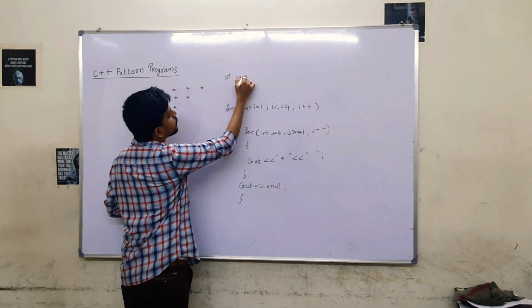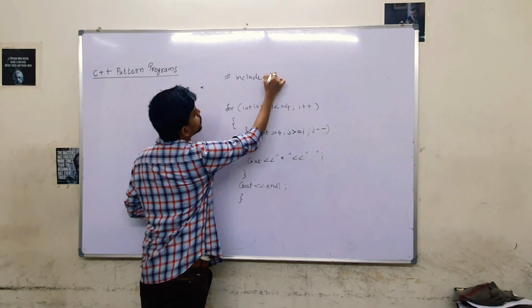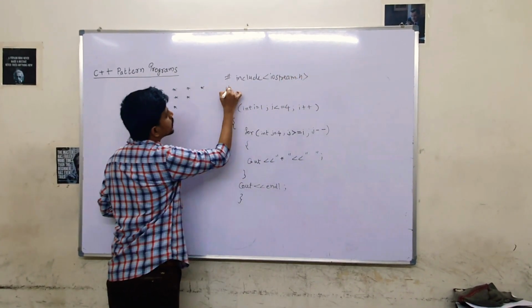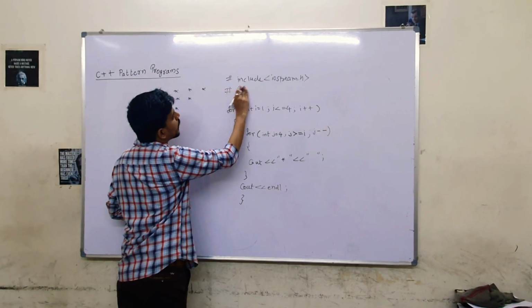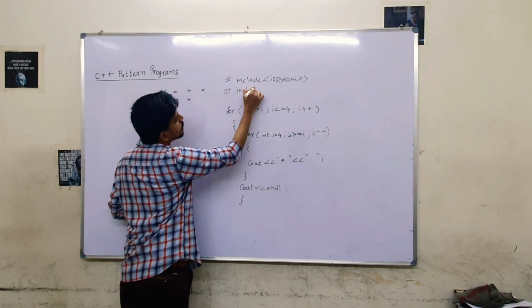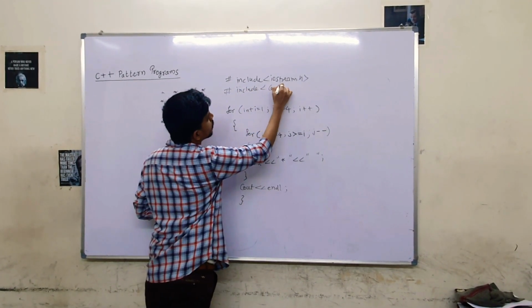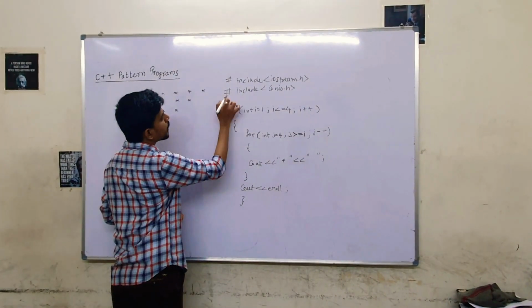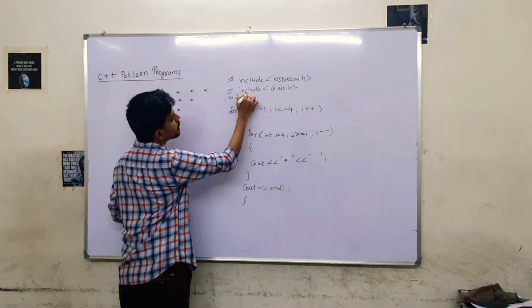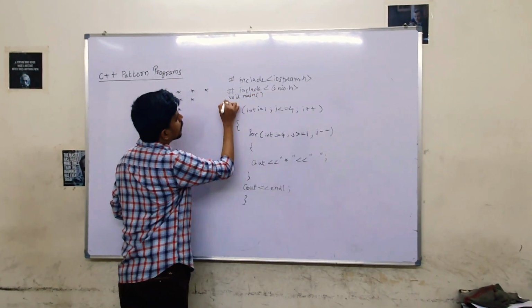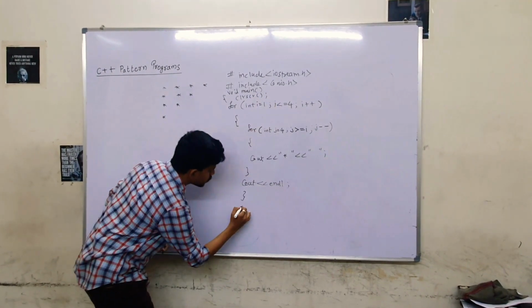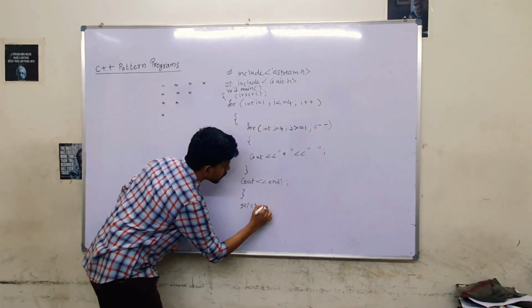Hash include iostream.h. It is for your cin and cout operators. Hash include conio.h is for your output generation. Then you have void main, clear screen, and lastly you have get character.